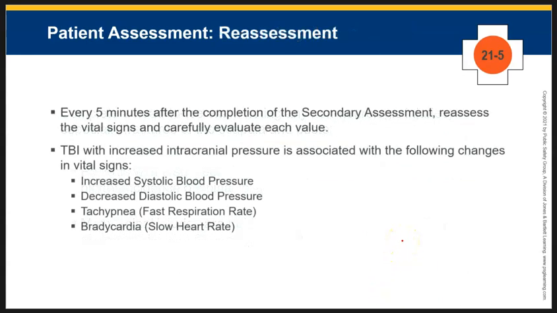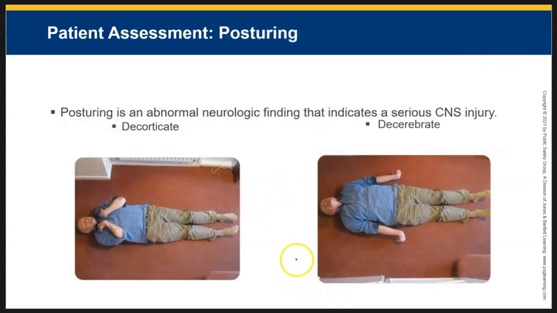Remember to reassess vital signs every 5 minutes and carefully evaluate each value, considering the trends that are observed. If we have a traumatic brain injury with increasing intracranial pressure, we may see an increased respiration rate and a slowing heart rate. It's not often that we assess blood pressure in the field, but in a clinical setting, that's possible. Finally, we need to consider findings such as posturing.